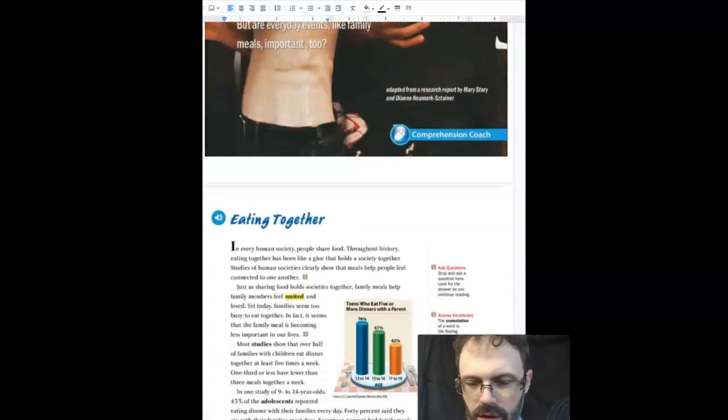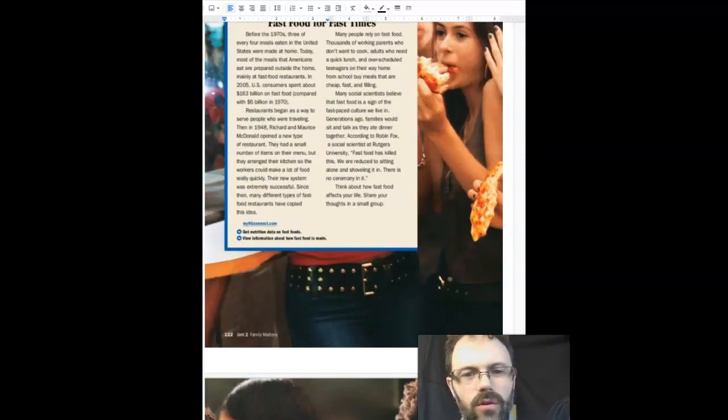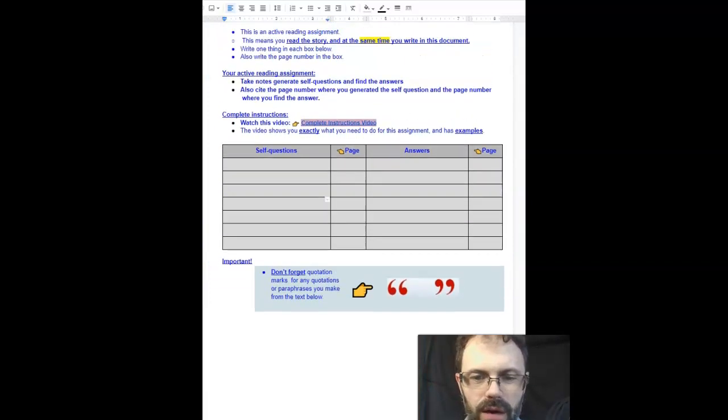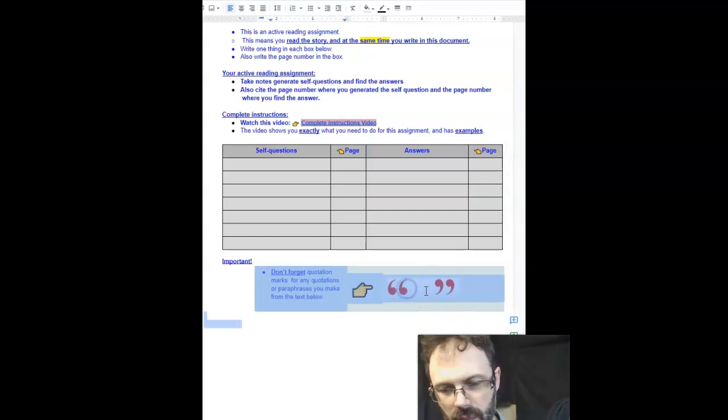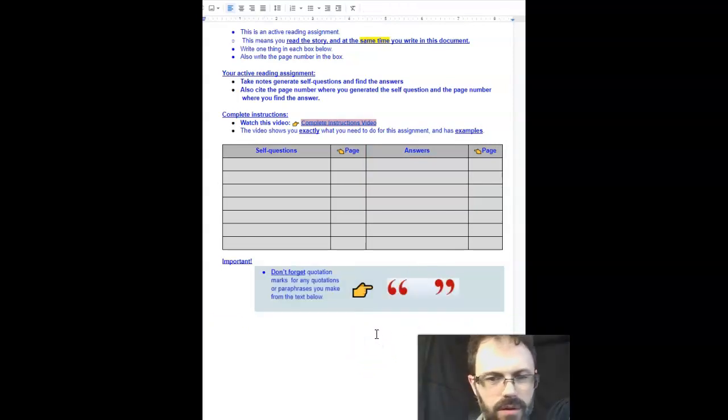So look through this article, create some self questions that you find the answers to. Make sure you put your page numbers in there as well. Don't forget your quotation marks for any of your answers whenever you take something directly from the text. Unless you're going to paraphrase it, please remember to put quotation marks around it. And remember, ask me for help if you need any help doing this assignment. Thank you.